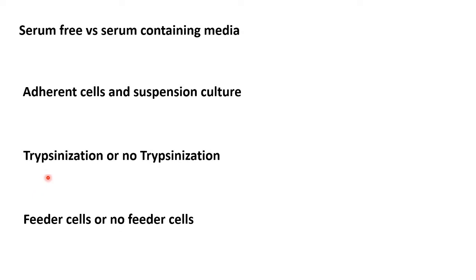Then sometimes cells require the support of nearby neighboring cells. Then we can give them neighboring cells in the form of feeder cells. And some cells don't require the help of neighboring cells. You ask the cells, do you require the help? They will say, go to the literature, and in the literature you will find that this kind of cell does not require any help of neighboring cells or any other cell layers to divide. Then we don't require feeder cells.